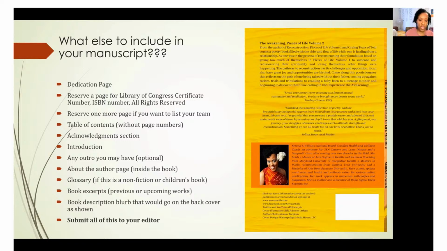Now, what you're seeing here on the screen is the back of my book, The Awakening. So when I submitted all of this to the editor, the whole entire thing, not just what I wrote, but the dedication page, table of contents, the introduction, acknowledgments, even that blurb that goes on the back, so your editor can edit everything. You want to make sure that's also in your contract with your editor as well. So that is the tip for the day. We will talk more about what goes inside your book.